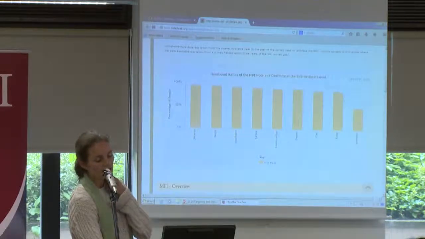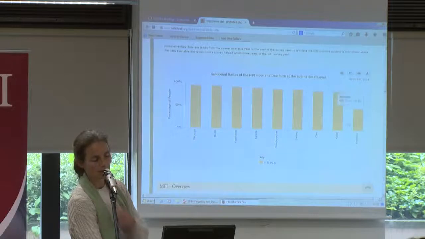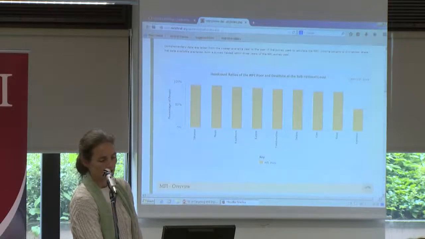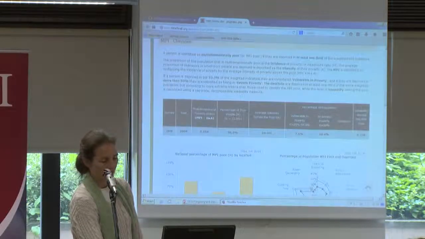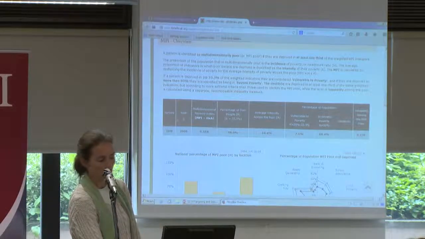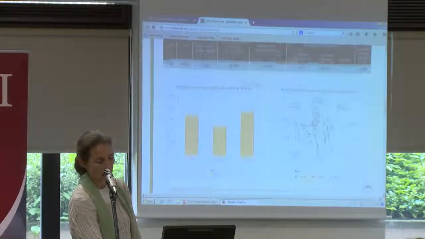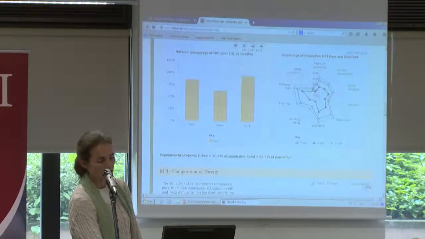Scrolling down, you will have the headcount ratios of MPI for each region, and then you'll have, in a sense, the same information as is in the country briefing. So the overview, the survey that was used and the date, the MPI, H and A, the vulnerability and severe poverty, and inequality among the poor, so those results. And then those results by rural and urban areas.